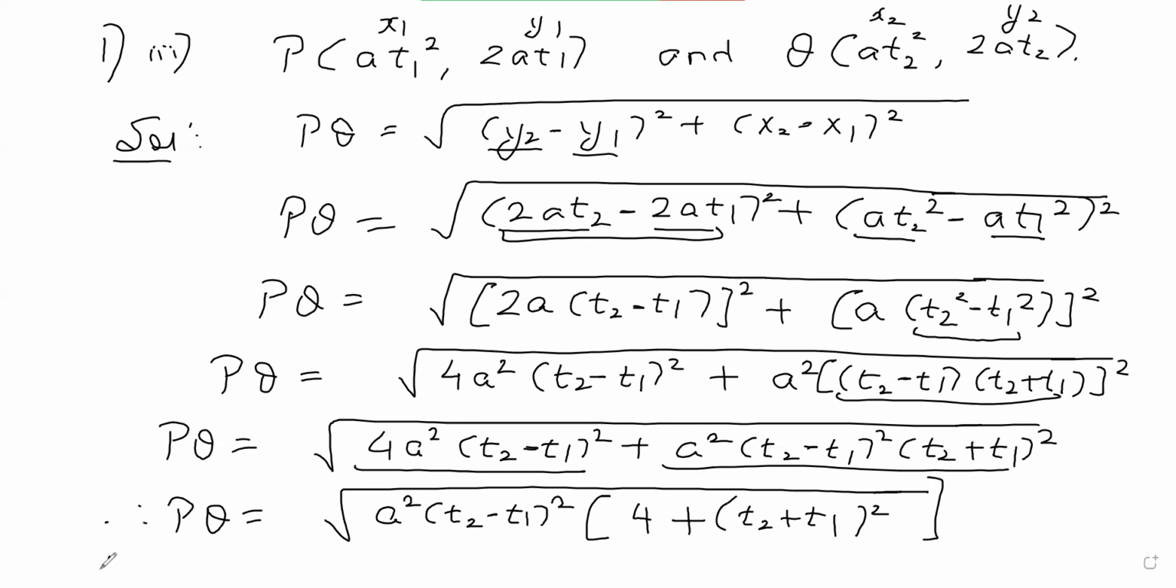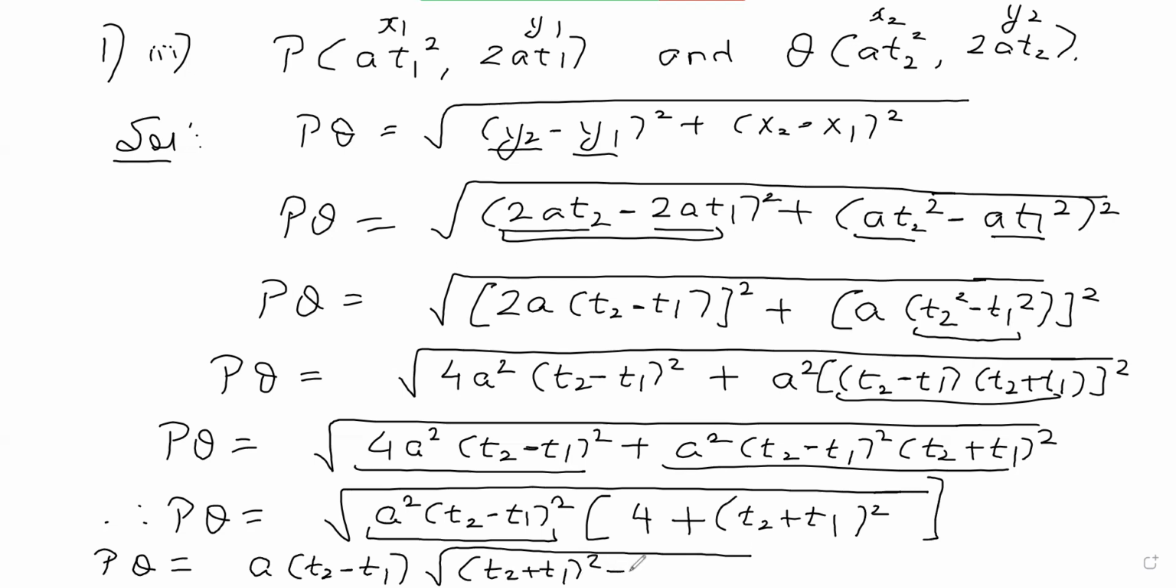And now when I solve this, my PQ comes out as, if I remove the square root from here, I get a times t2 minus t1. When I take it outside the square root, inside the bracket, I get t2 plus t1 squared plus 4. This is the final answer for this question. So I hope all students have understood this.